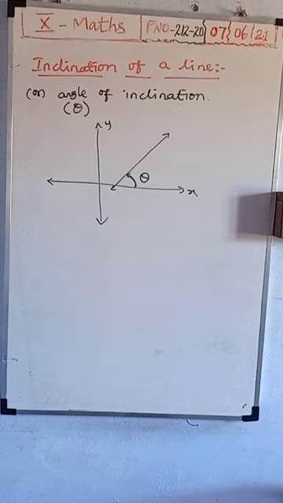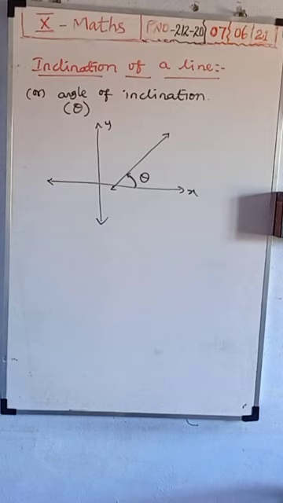So if a line is given, how are we going to measure this angle of inclination? The theta will be 0 degree to 360 degree. This angle we already used in trigonometry. So the theta will be 0 to 360 degree, and in quadrants we will use it.